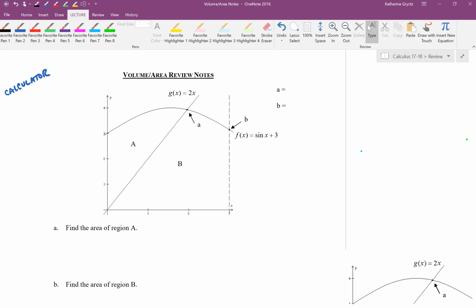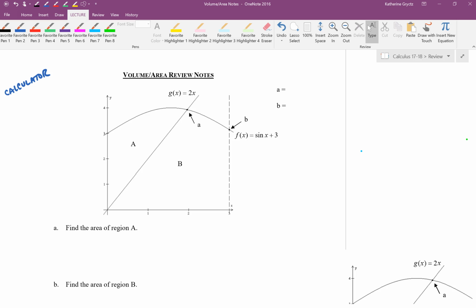Okay, so I just wanted to very quickly run through the volume and area notes in case you weren't in class or in case you needed a refresher. So this is what they look like. Question number 1 is going to be a calculator question, and question number 2 is going to be a non-calculator question.